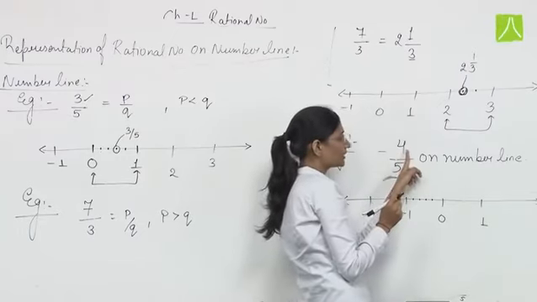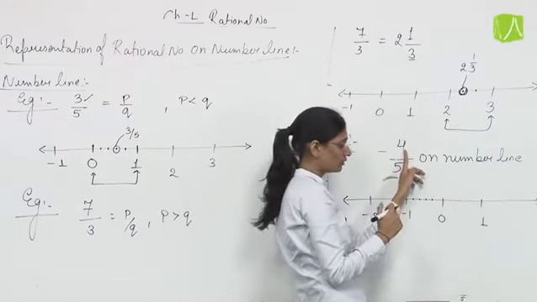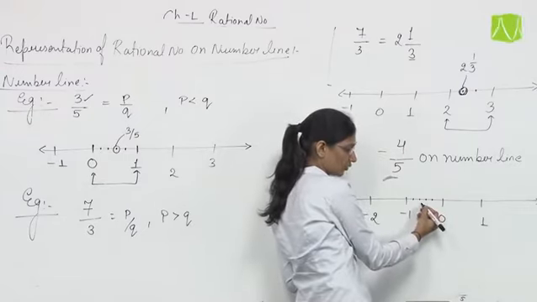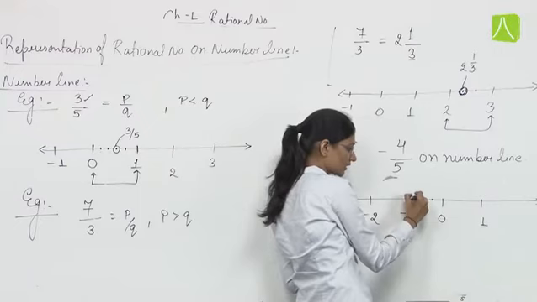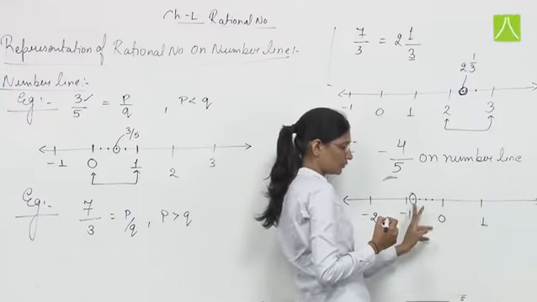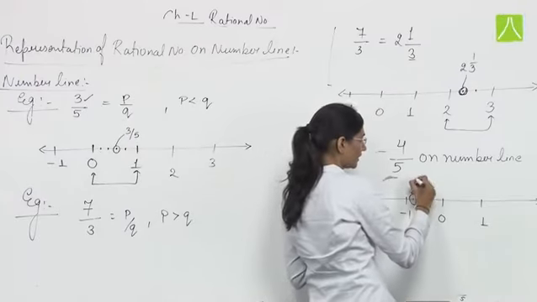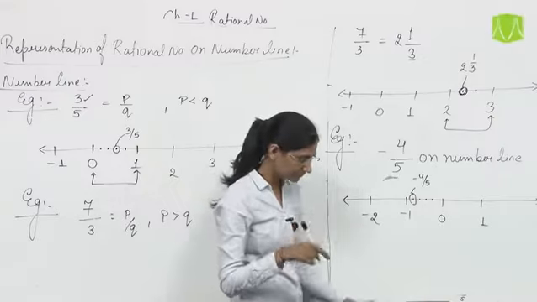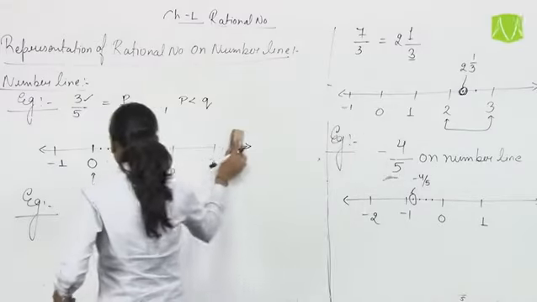Now numerator is 4. Count 4 from 0. 1, 2, 3, 4. This is the 4th line. From 0 you have to start. 1, 2, 3, 4. The 4th line will represent -4 upon 5 on the number line. Another example.